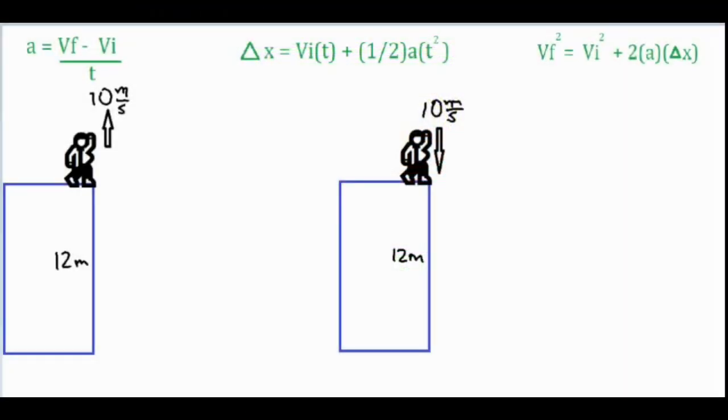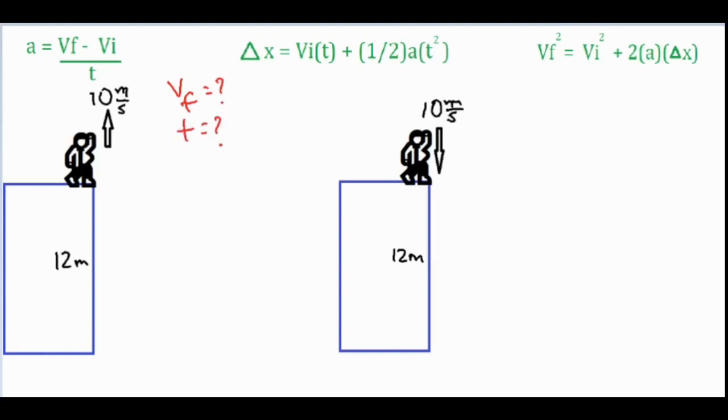In this video, we're going to be doing a free fall kinematics problem where a person is throwing an object 10 meters per second upwards off a 12-meter platform, and the second person is throwing something downwards at 10 meters per second off of that same 12-meter elevation point. So what we're going to do is solve for the final velocity and the total time in the air for both of them.